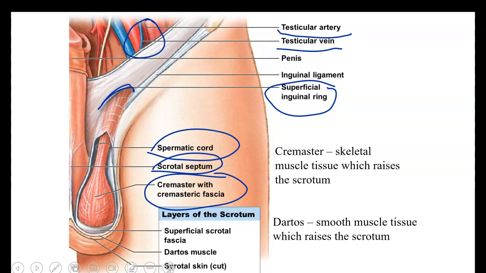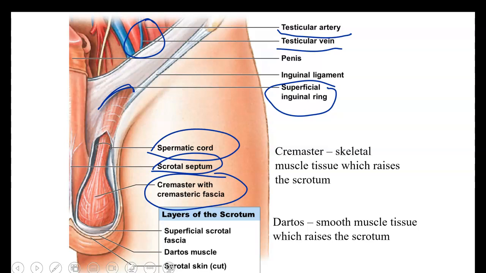And with these, that's going to be very important because if it's too cold outside of the body where they're hanging, then sperm will not be able to develop or to mature properly. And so that will reduce sperm production. And so they are going to have to be able to lift them up closer to the body to warm the testis up in order to produce sperm.